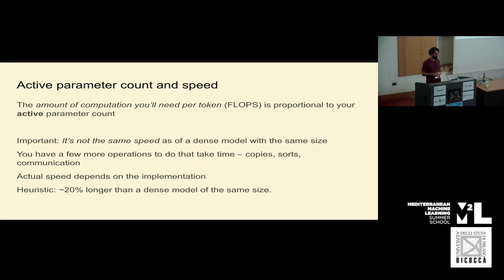And yeah, the relationship between speed and active parameter count is not immediately straightforward, but it is true that the amount of computation you're going to need per token is proportional to the active parameter count, because it's very similar to standard transformers. But it's not going to be exactly the same speed as a dense model, right? If you have a dense model that has 12 billion parameters and an MoE that has 12 billion parameters, the MoE is probably going to be a bit slower. The reason is that you have a few more operations that are not exactly matrix multiplications, but copies, sorts, and communications. So you do have some overhead. This depends a lot on the implementation of the MoE, but the heuristic is that it takes more or less 20% more time than a dense model. Don't stick too closely to this heuristic, but it's a good first approximation, and also a good way of telling if your implementation is too slow.